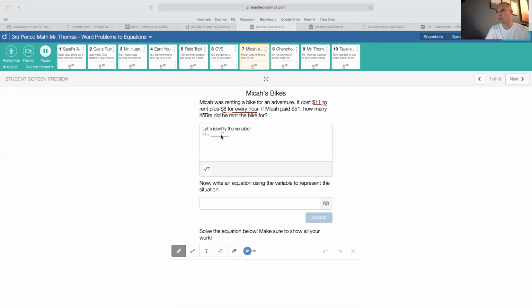So this one has lines there that I don't want. All right, so H is going to be not just hours, right? Hours are a concept of time or whatever. Variables only represent numerical quantities. So we're going to say the number of hours Micah rented the bike for.